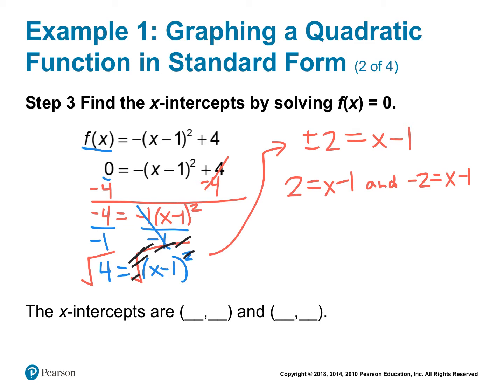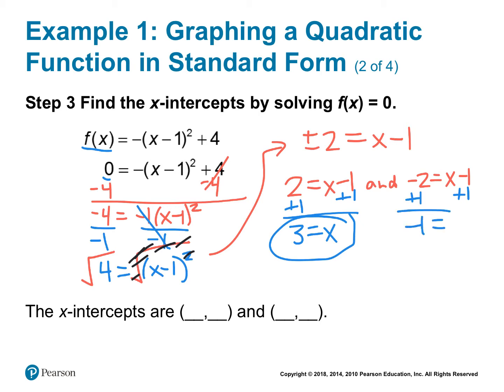So let's go ahead and solve for x. Add 1, we get 3 equals x. And the other one, add 1, you get negative 1 equals x. So remember in your coordinate, the x comes first and the y. So one of our x's is 3, the other one is negative 1.